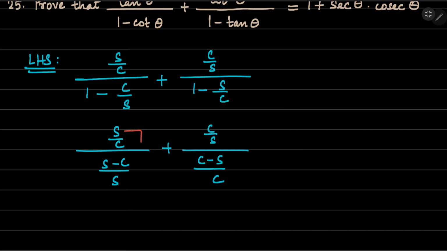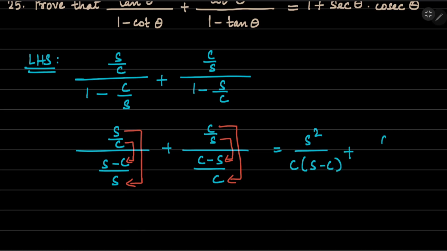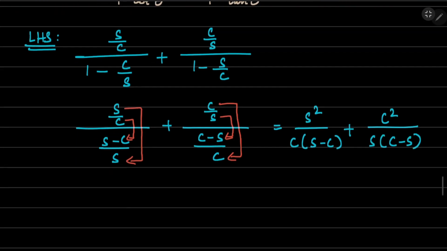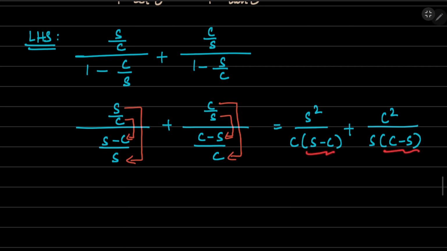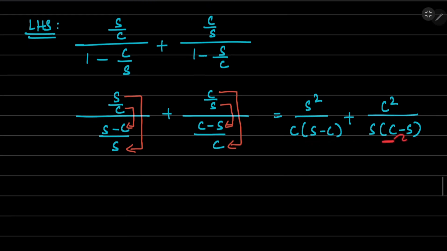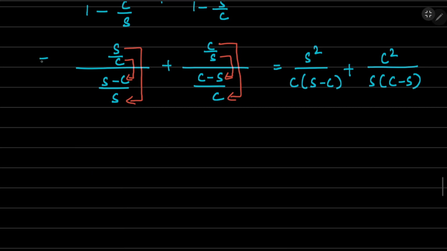The same way, combining the upper and the lower fractions. This is how you combine. So it is equal to sine square divided by cos into sine minus cos, plus cos square divided by sine multiplied by cos minus sine. Here you have sine minus cos, here you have cos minus sine. So take negative common out. When you take minus 1 common, this will also become sine minus cos. That's what we'll do in the next step.